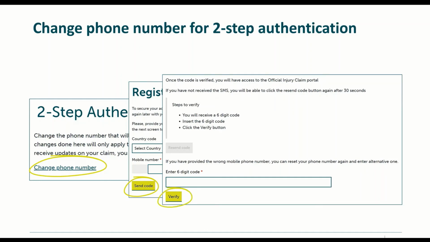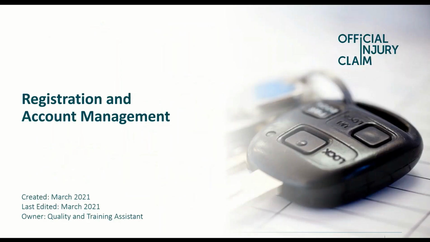Once the code has been successfully input, the changes will have taken place and the new mobile number will be linked to their account. This means that all future codes will be sent to the updated mobile number. You have now seen the registration process for an unrepresented claimant and the actions that can be performed under the Account Management section.